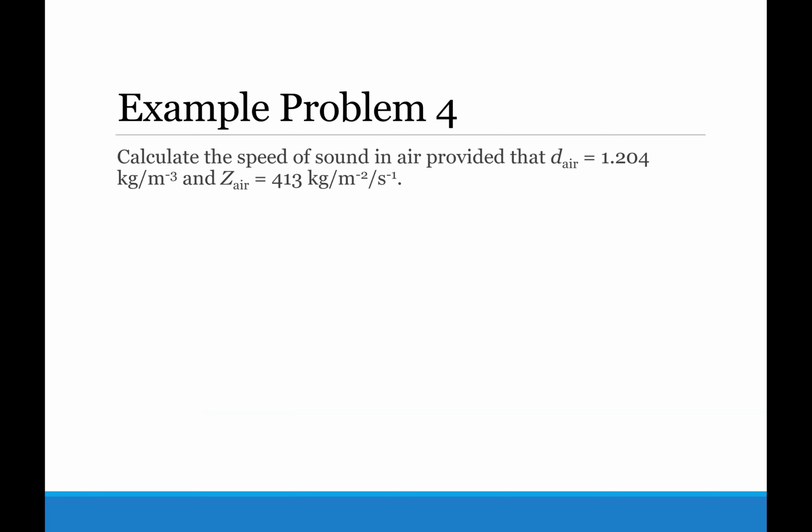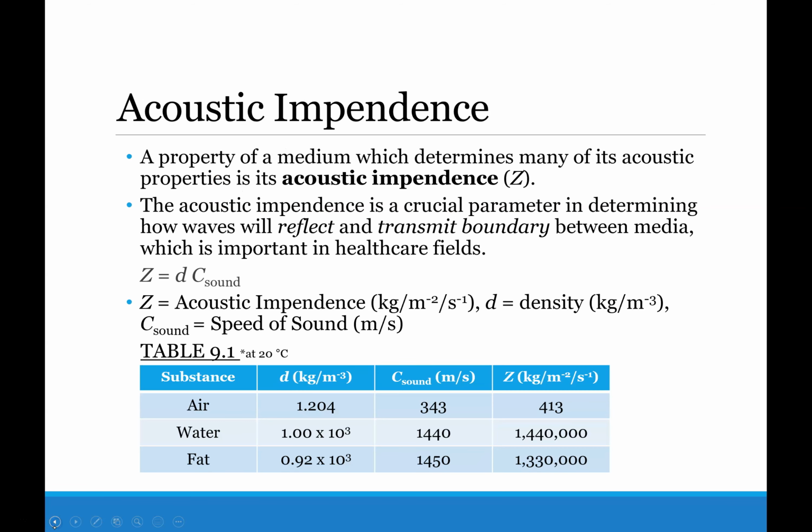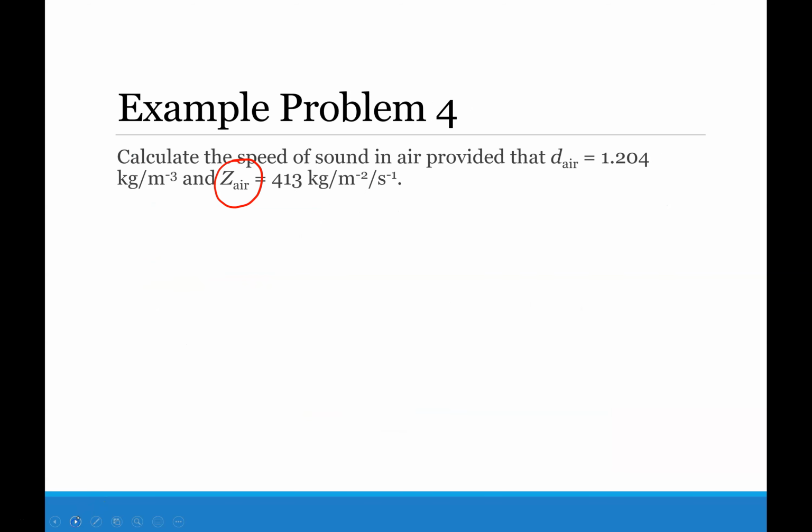Example problem 4 asks us to calculate the speed of sound in air. Then it gives us a density, and it gives us a new variable called acoustic impedance. That's what Z is. And so the formula that we're going to use for this is this one right here. This Z equals D times C. So Z equals D times C of sound.